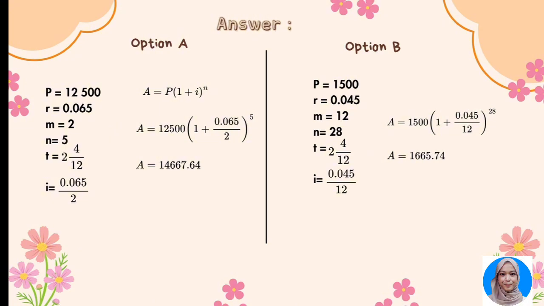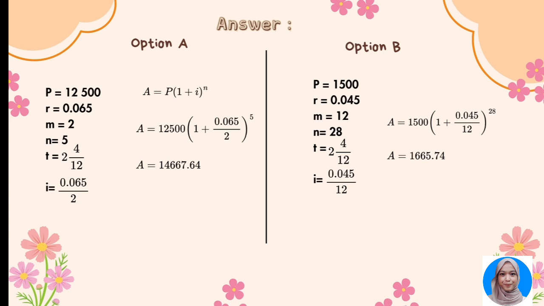For option B, P equals 1,500, R equals 0.045, M equals 12, T equals 2 and 4 divided by 12, N equals 28, I equals 0.045 divided by 12. We use the same formula for option B. A equals 1,500, open bracket 1 plus 0.045 divided by 12, close bracket power of 28. So we can get A equals 1,665.74.